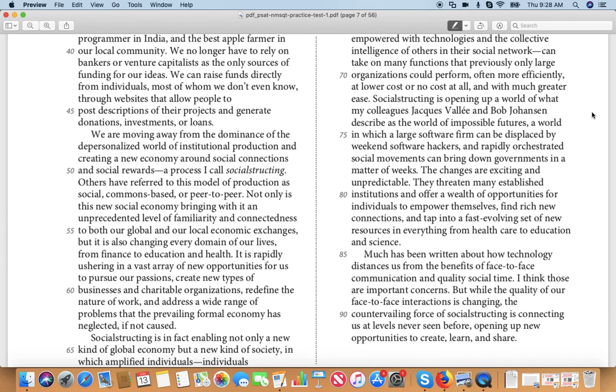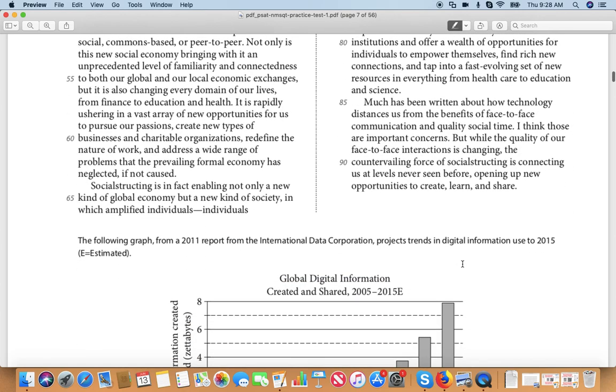Countervailing sort of means like counteracting force, working against, right? While the quality of our face-to-face interactions is changing, the countervailing force of social structuring. It is interesting, right? Because when you see people on their cell phones, that feels very impersonal as far as how we relate to each other as individuals in the presence of each other. But at the same time, it's also allowing us to make social connections we wouldn't otherwise have had. So we see these forces acting against each other a little bit. But anyway. Okay, let's look at some of these questions.